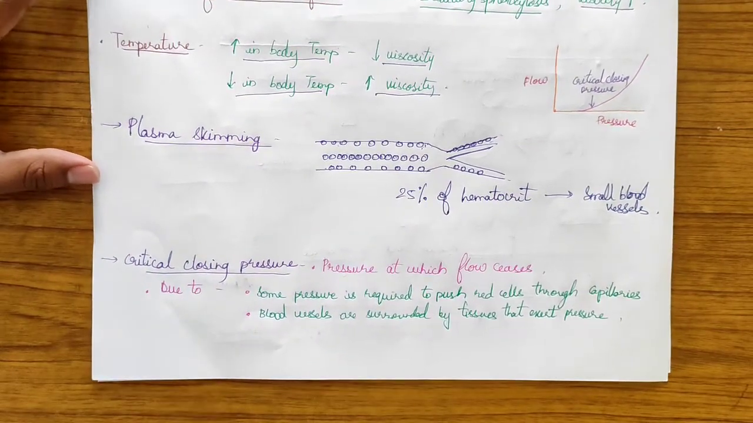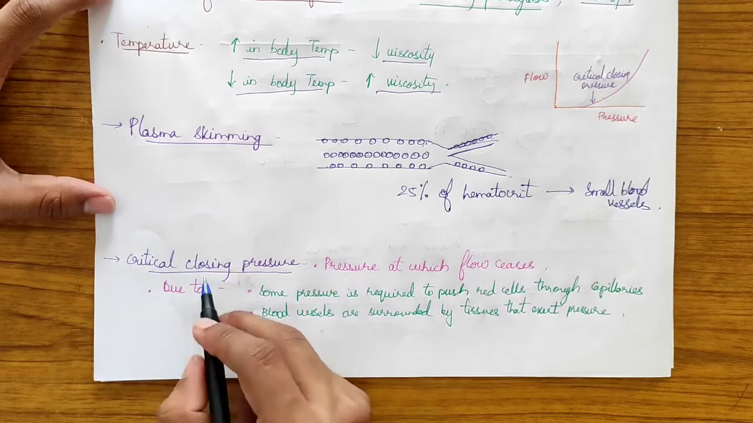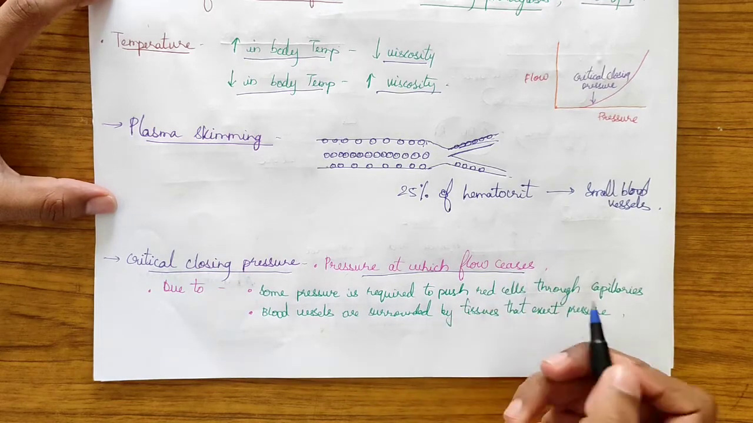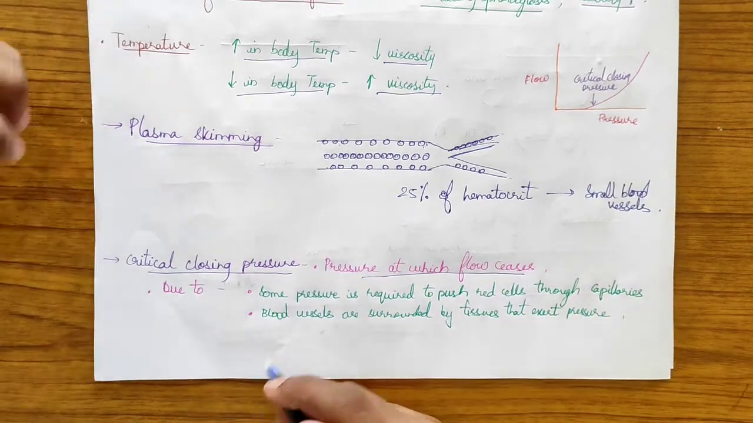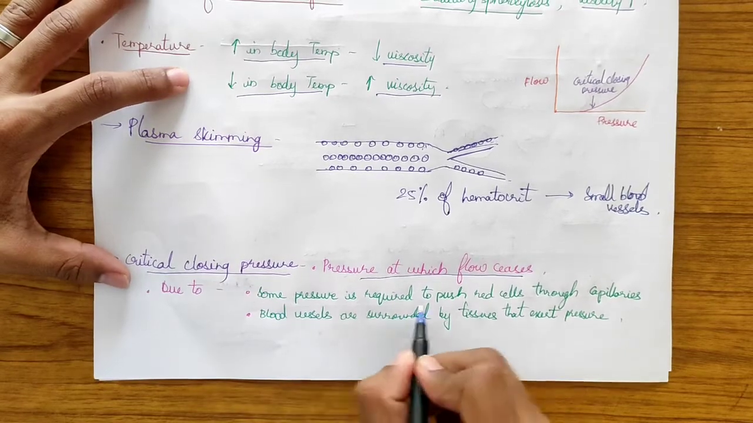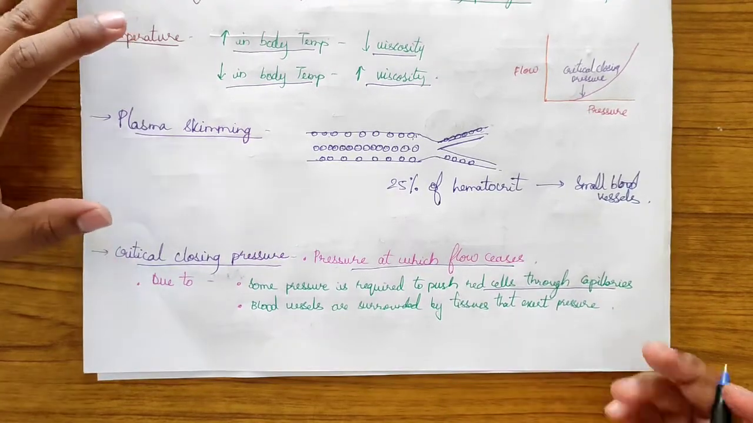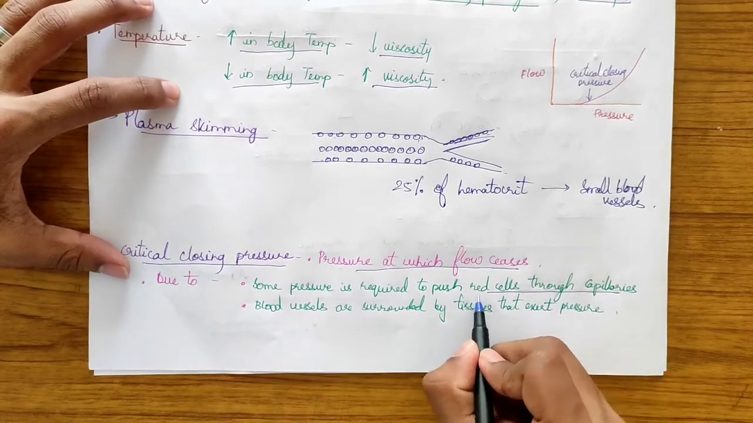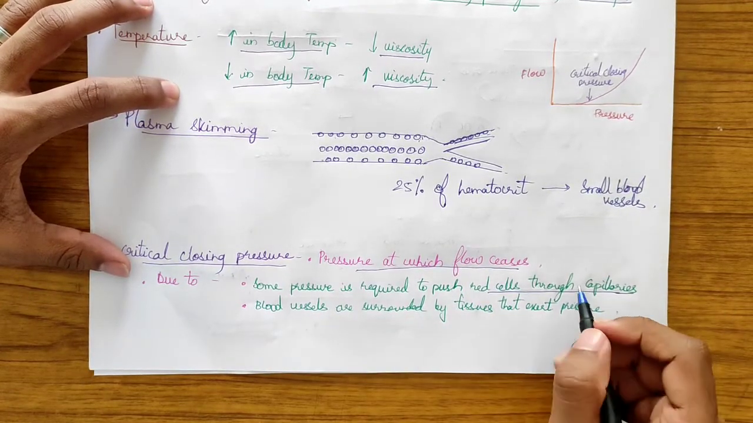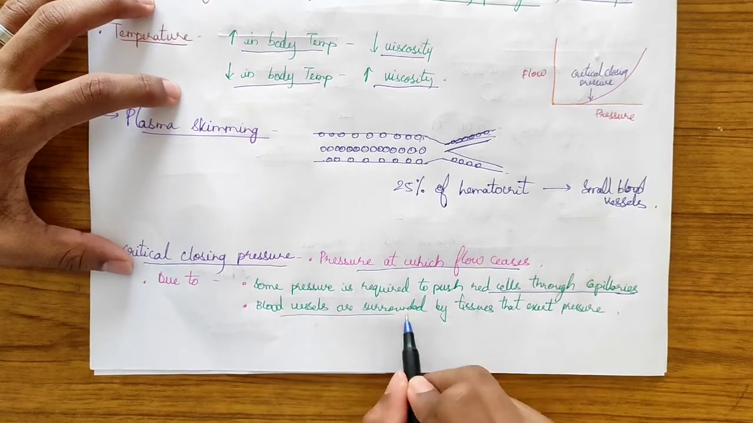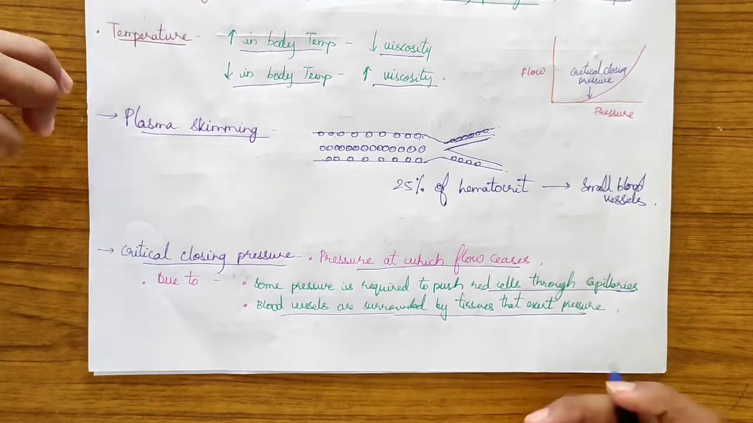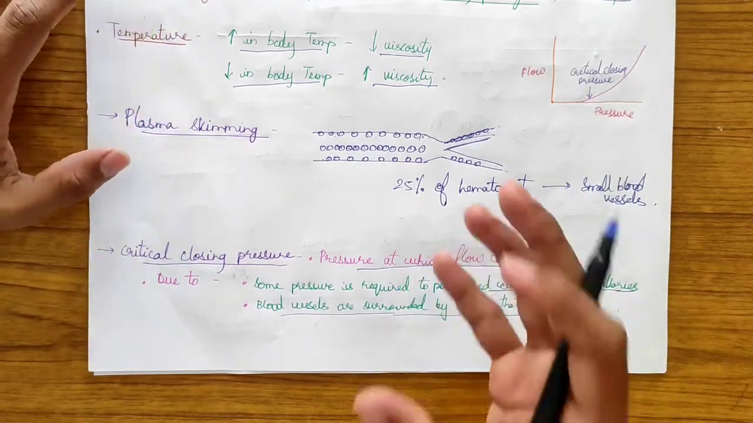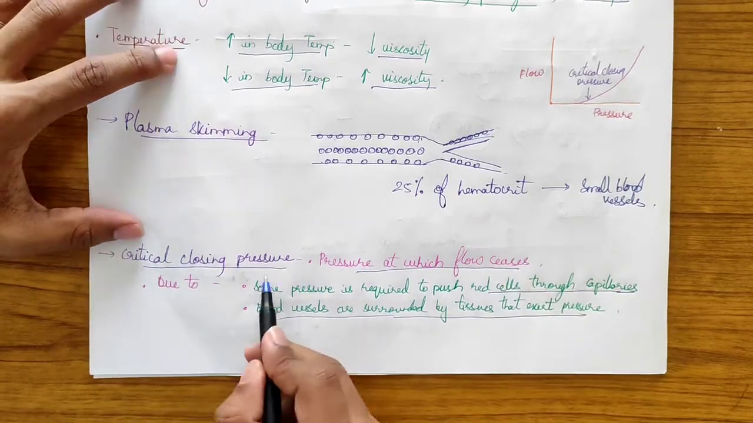The next important question that can be asked is the critical closing pressure. It is the pressure at which the flow ceases or stops. It is mainly because some pressure is required to push red cells through the capillaries. Therefore, when this pressure is absent, there will be nothing to push the red cells through the capillaries. And some blood vessels are surrounded by tissues that exert pressure. So to overcome this tissue pressure, we need some pressure. This is called the critical closing pressure.